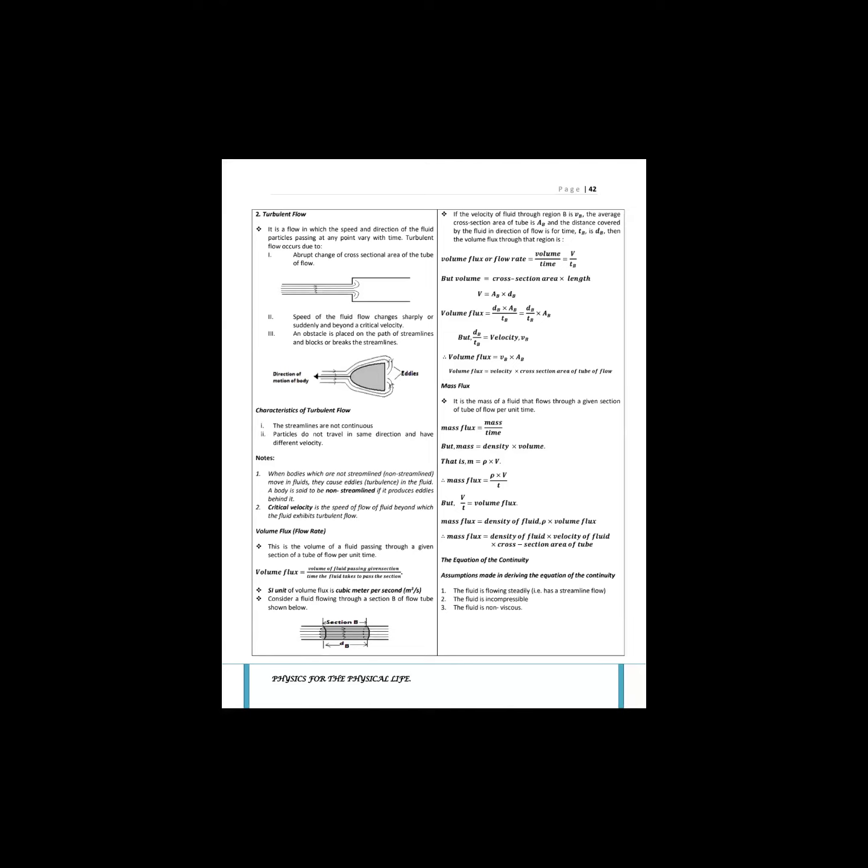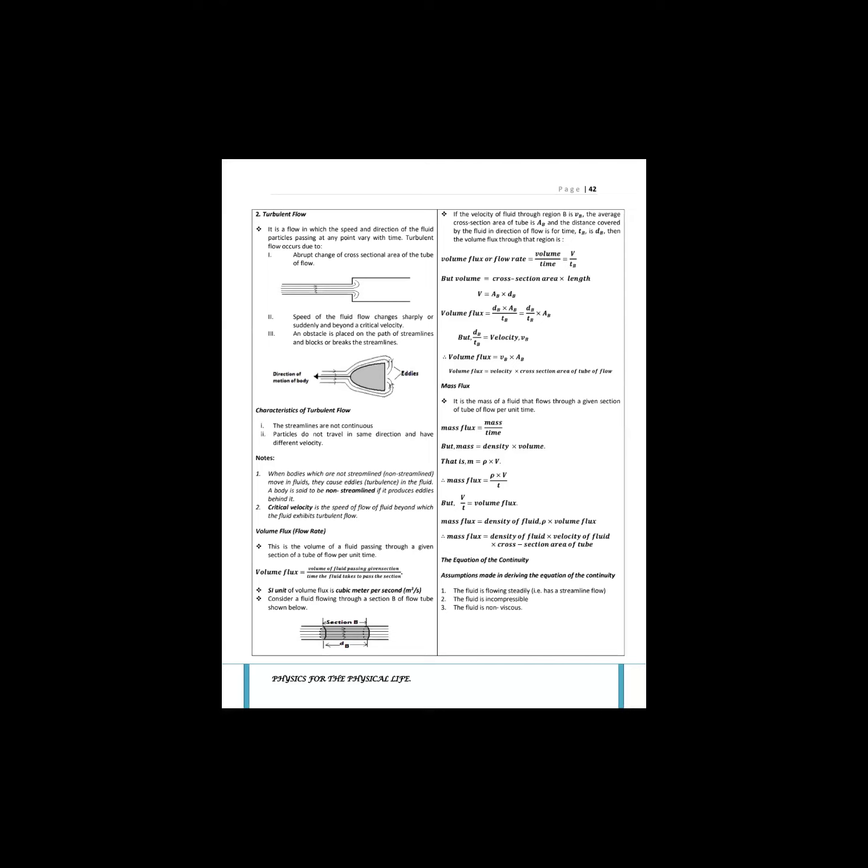We know that density is equals to mass over volume. Mass is equals to density multiplied by volume. You know, wakati unaongeza flux, the moment unaongeza per unit time, inakuwa ni mass flux. So the formula for mass flux will now be density multiplied by volume over time. Density multiplied by volume over time.